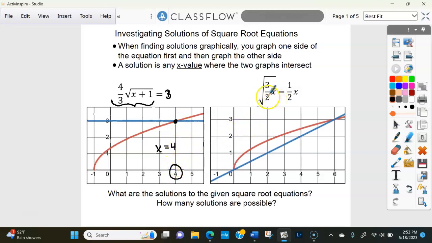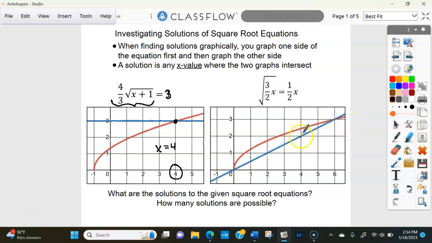Now if we look at this one, we have the square root of 3 over 2x is equal to 1/2 x. This one looks a little different. We have the square root function, again still in the red, that is the curve. But 1/2 x is a linear function where you have a slope, so that's why it's diagonal.